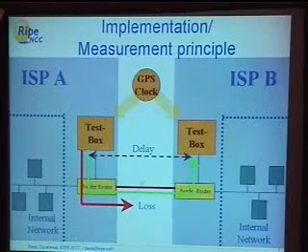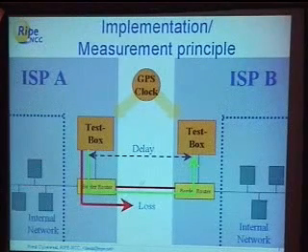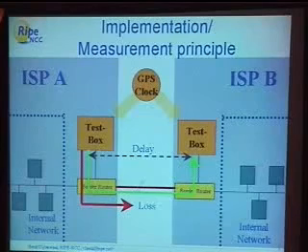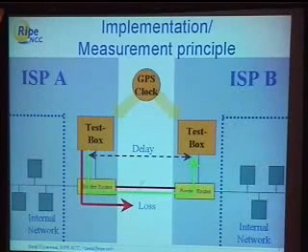This whole setup is symmetric, so the box at A is not only sending packets to B, it's also receiving packets sent by the box at B. And you continue like that, and you create a whole mesh.